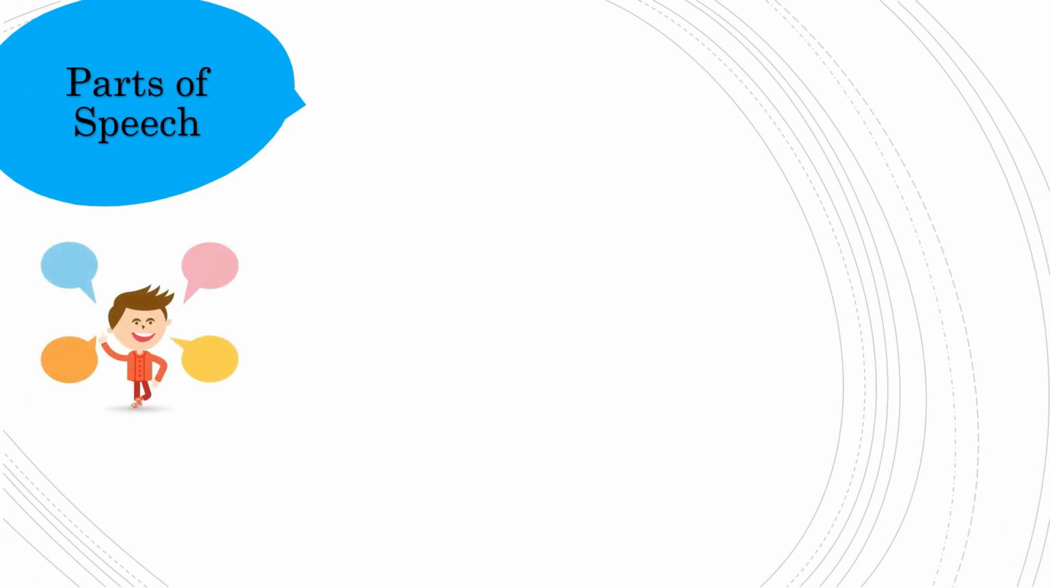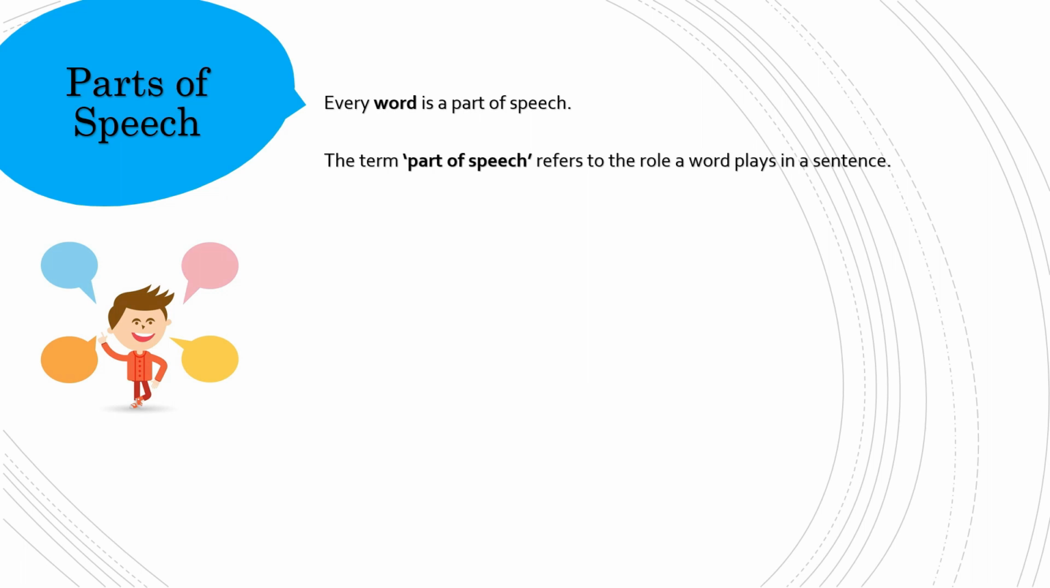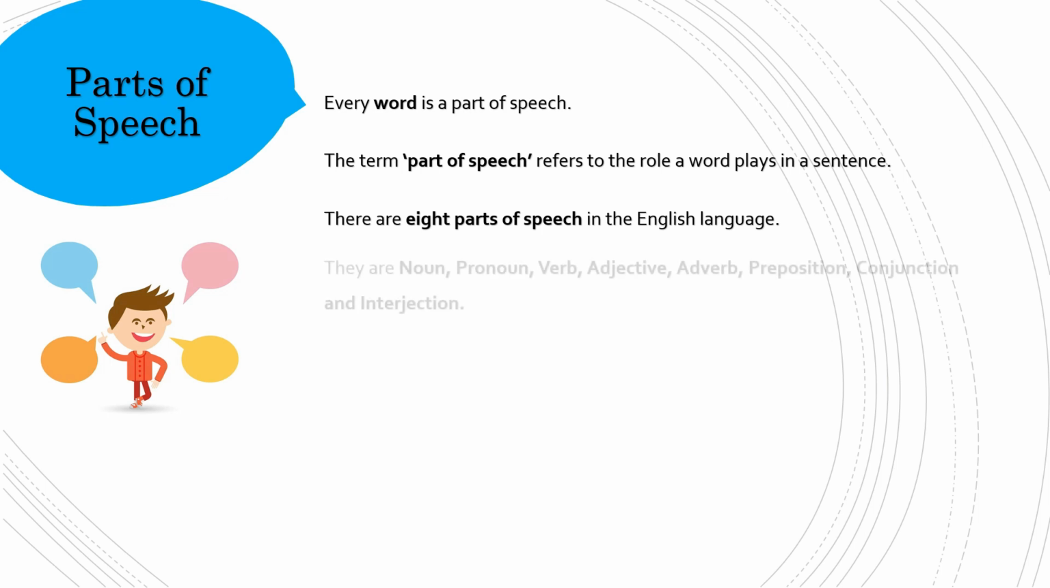Parts of speech. Every word is a part of speech. The term part of speech refers to the role a word plays in a sentence. There are 8 parts of speech in the English language. They are noun, pronoun, verb, adjective, adverb, preposition, conjunction, and interjection.